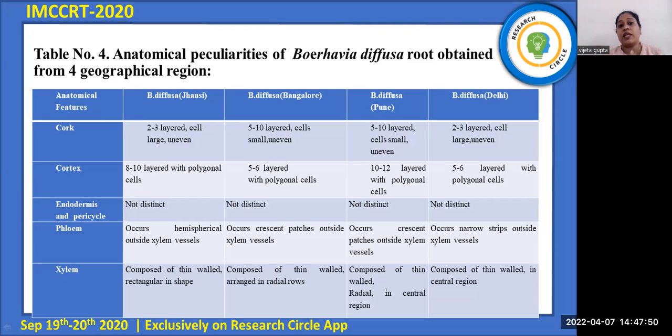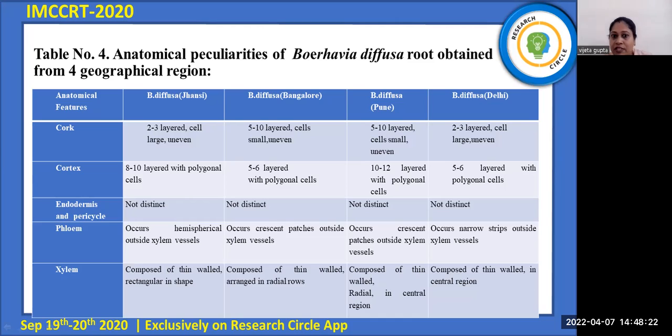Cortex: 8 to 10 layers with polygonal cells. In the Bangalore region, it is 5 to 6 layered with polygonal cells. In the Pune region, it is very high, that is 10 to 12 layers, and polygonal. In the Delhi region, it is 5 to 6 layered with polygonal cells. Now come to the endodermis, which is non-distinct in all the regions.